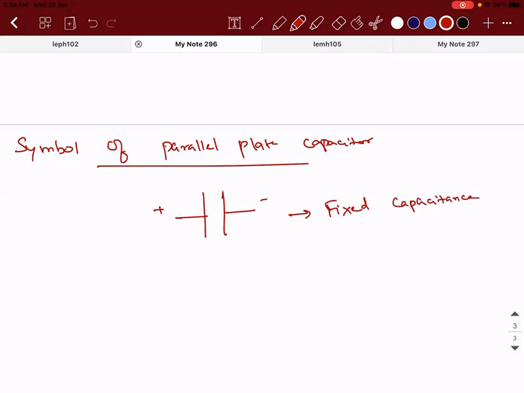So what do we mean by fixed capacitance? Capacitance is constant. It means if you buy a capacitor, its value is always a constant. Suppose you have a line like this, then this is called a variable capacitor. In the sense, you can change the value of the capacitor as you perform the experiment. It is something similar to a rheostat, which is a variable resistor. Here you call it a variable capacitor. Am I clear, guys?